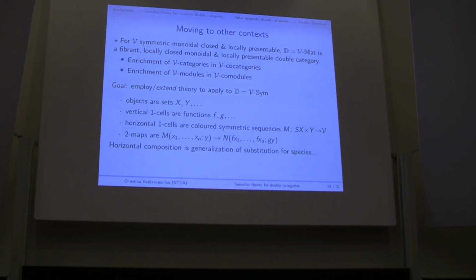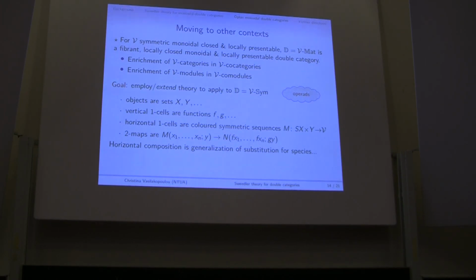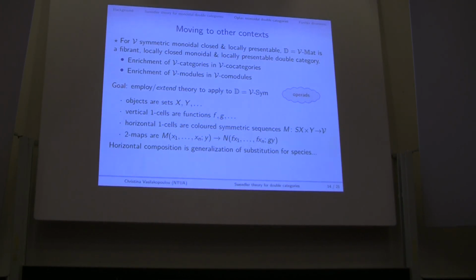Why would someone want to move to that context of V-symmetric sequences? Because monoids in there are very interesting. They are operads. So in the one object case, the one for species, we know that monoids in the category of species with the monoidal structure of substitution are operads, non-colored operads if you want. And now in the many object setting of V-symmetric sequences, they are symmetric colored operads or multicategories.